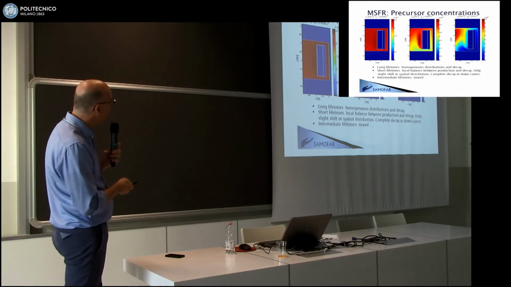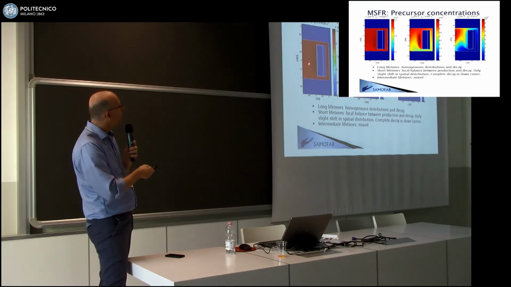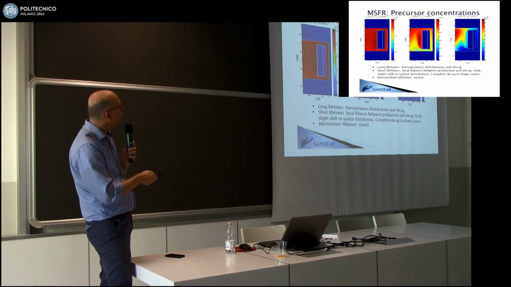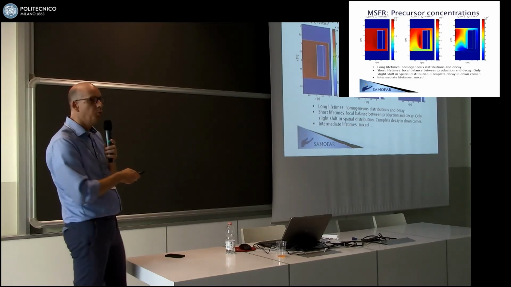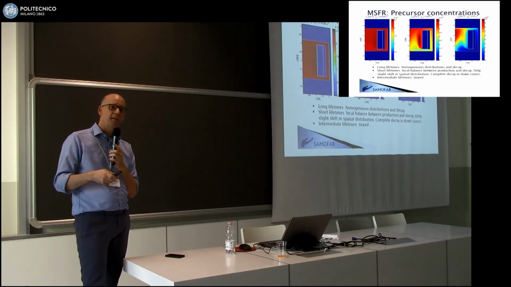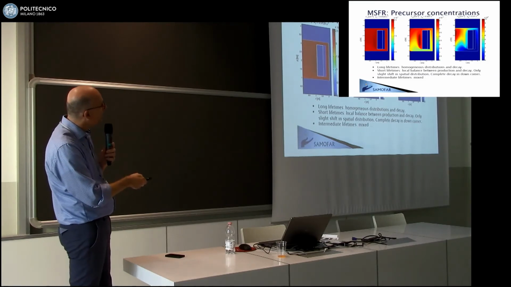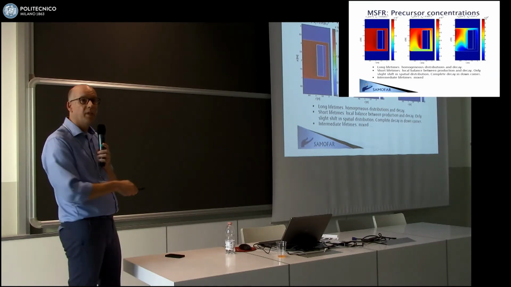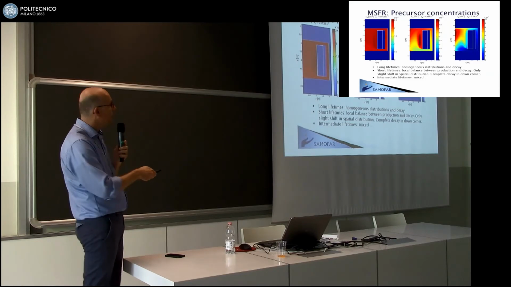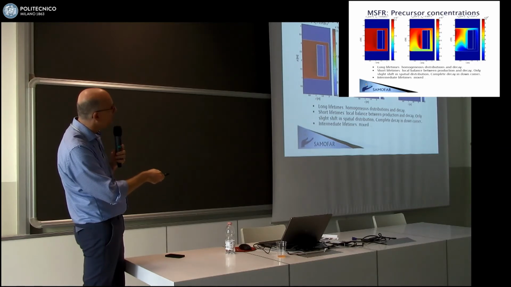Oh, maybe some interesting physics here. The precursor concentrations. This is the longest living group, and this is the shortest. Of course, for the longest living group, they tend to go around a couple of times before decay, so they get mixed all over the place. So it's very uniform. On the other hand, the very short-living precursors tend to decay already before they enter the downcomer, the heat exchanger region and the pump.